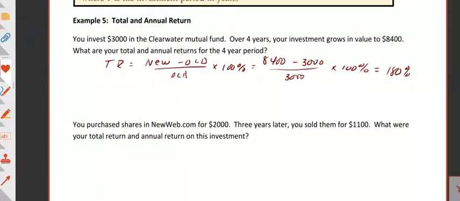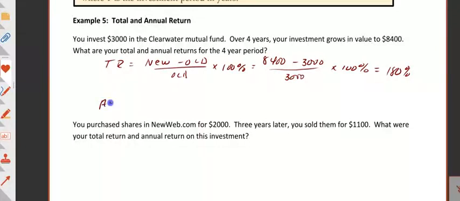You'll find that your investment increased by 180%. So that means it more than doubled. It went from $3,000 to $8,400. So an increase of 180%. That was your total return on that investment.